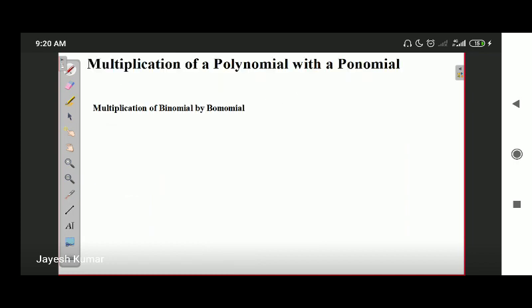Now next, let's start with the next topic, multiplication of polynomial with a polynomial. It is an extension of what we have been doing for the last 3 days, the last 3 lectures. It is a continuation of the multiplication only. This time we are going to multiply a polynomial with a polynomial. Spelling of polynomial is incorrect here.